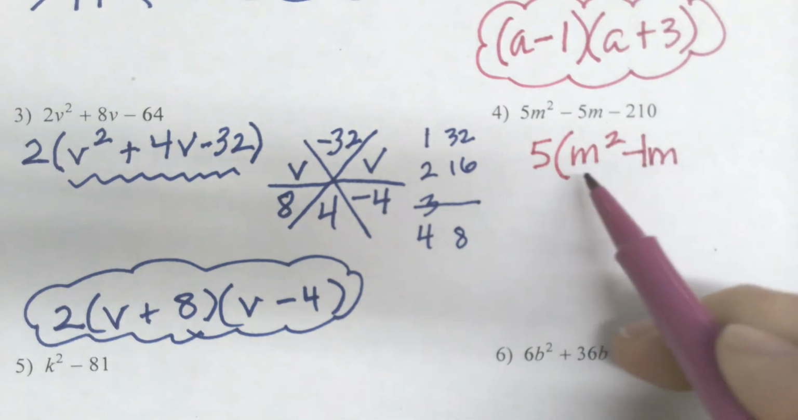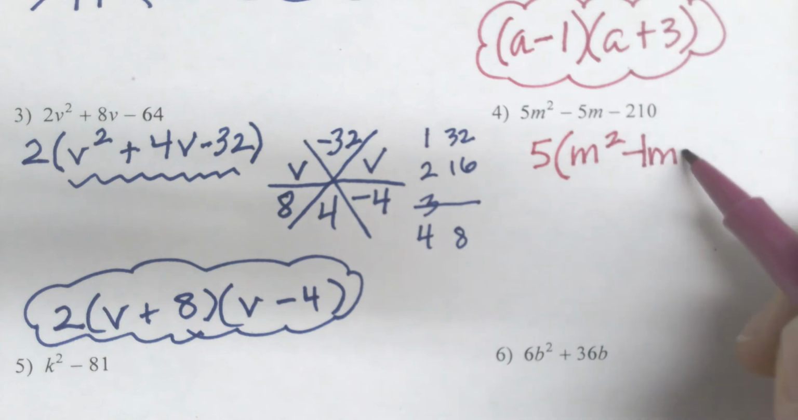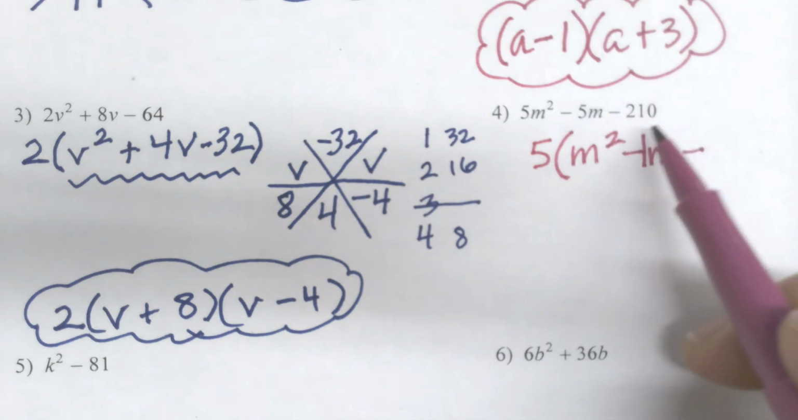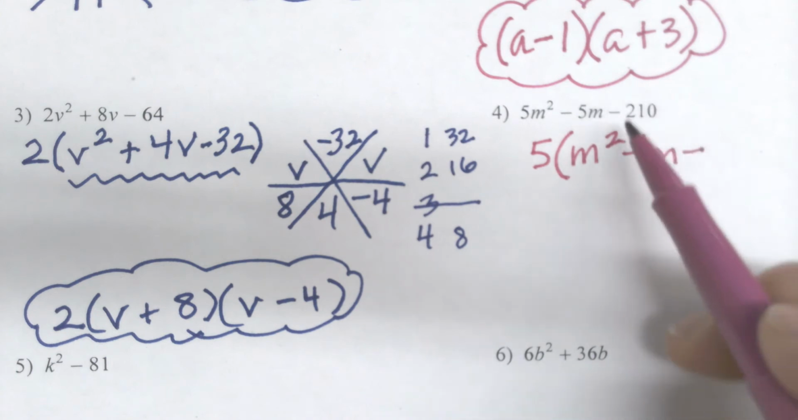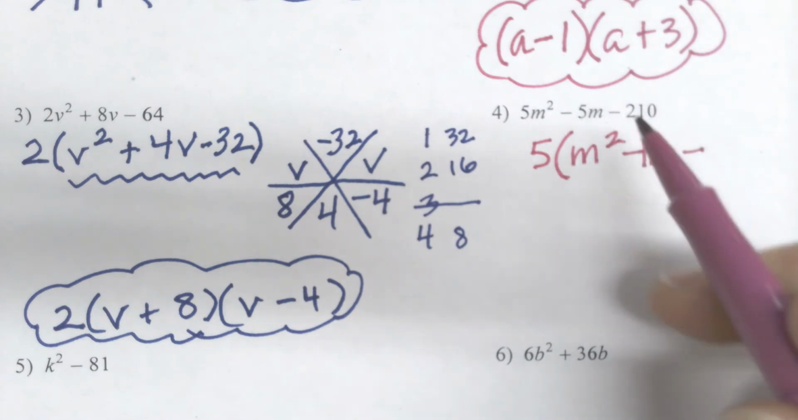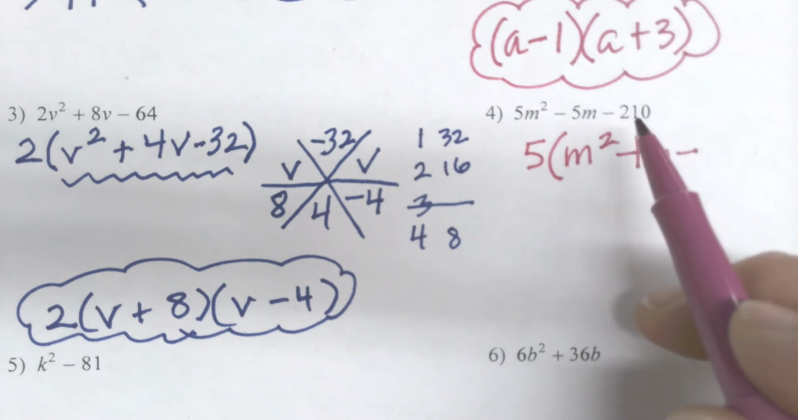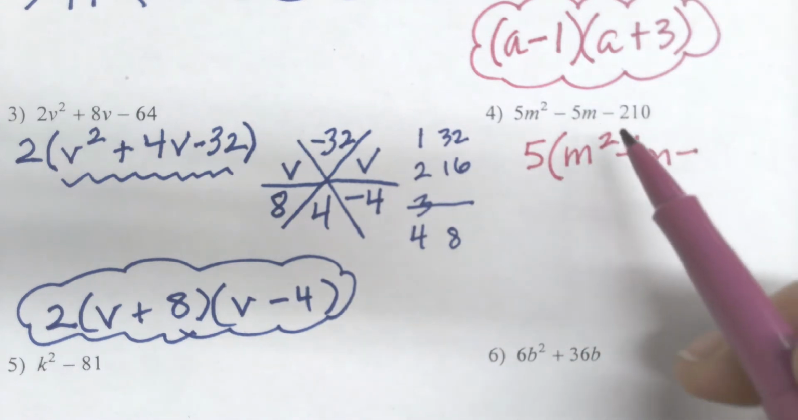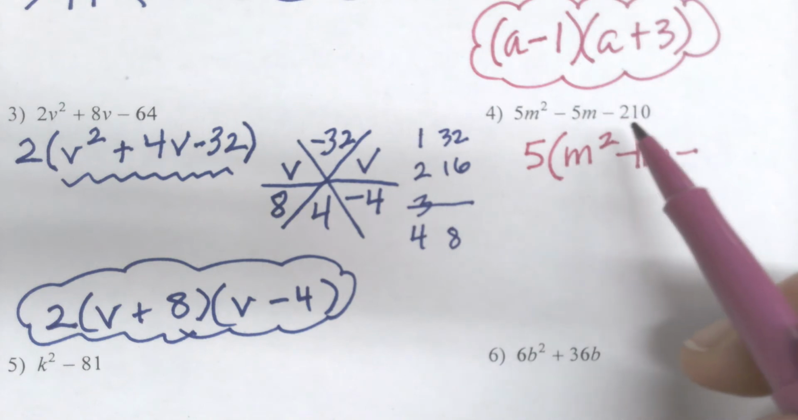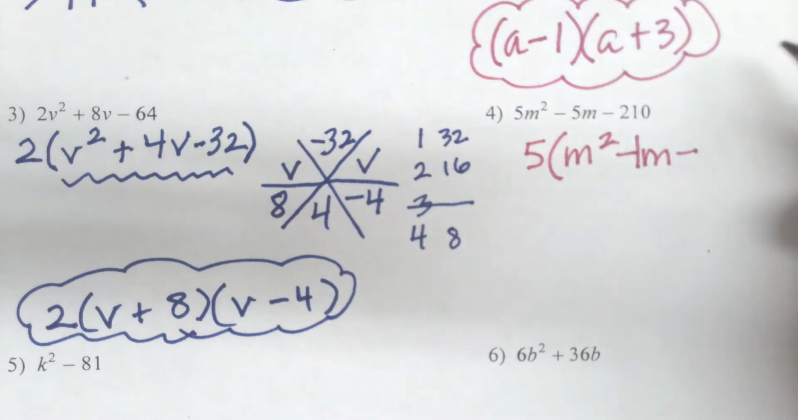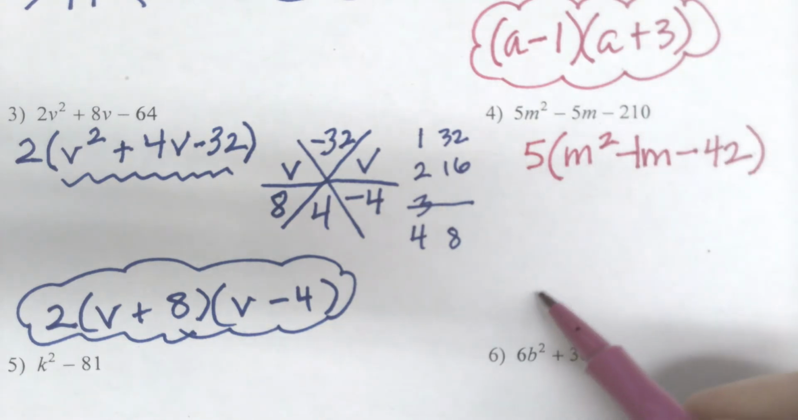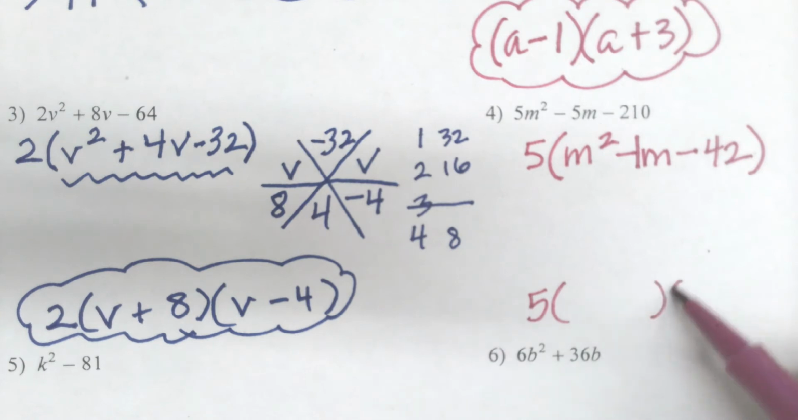It's 1m squared minus 1m minus, now I'll have to figure out what 210 divided by 5 is. I knew it went in there because it ended with 0, but now I might have to do the math to figure out what that is. So 210 divided by 5, I'll pull up my calculator. I think it's 42. And then 5 is going to be in front of the parentheses in my final answer.